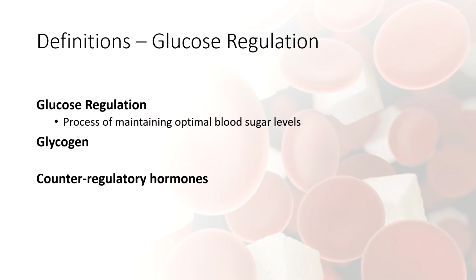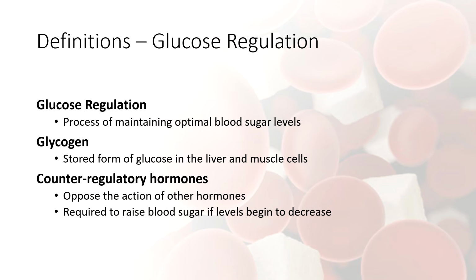Okay. You're going to hear the word glycogen used. Glycogen is the stored form of glucose, and these typically live in liver and muscle cells. We also talk about counter-regulatory hormones. These counter-regulatory hormones oppose the actions of other hormones. So a counter-regulatory hormone to insulin would be glucagon. Another one that we see a lot of is cortisol, which is our stress hormone.